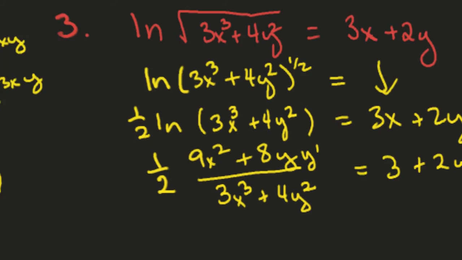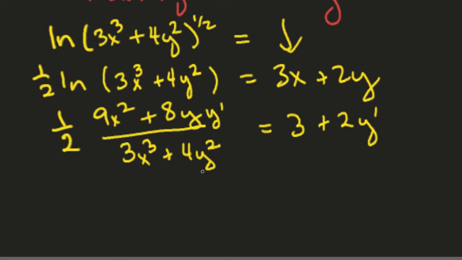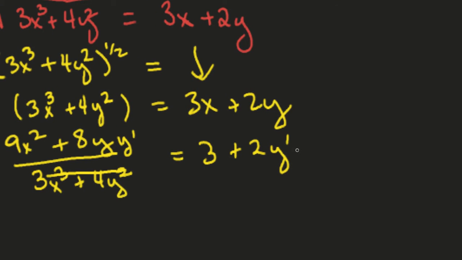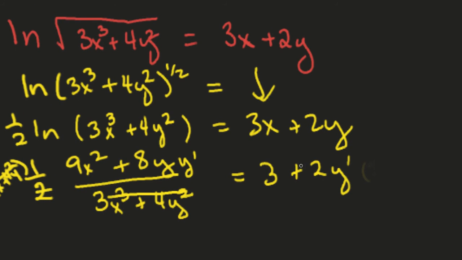Okay? So now the goal is to get the y primes up out of the denominator. So I'm going to multiply both sides by 2 times that denominator, 3x cubed plus 4y squared. Squeeze it in there. That'll cancel this with this side and that side. When I do that on this side, I have a 2. I'm going to go ahead and distribute that 2 through. So if I distribute the 2 through this, I'd get a 6x cubed plus 8y squared.